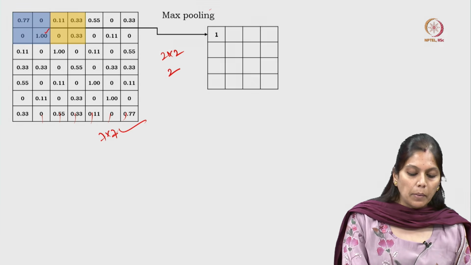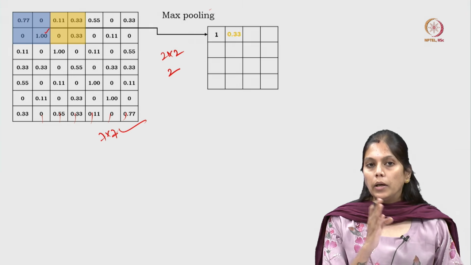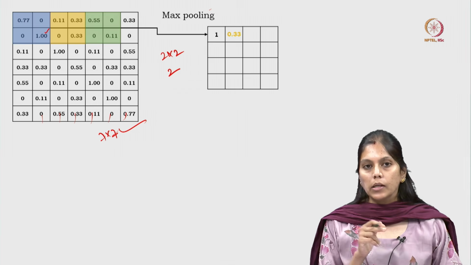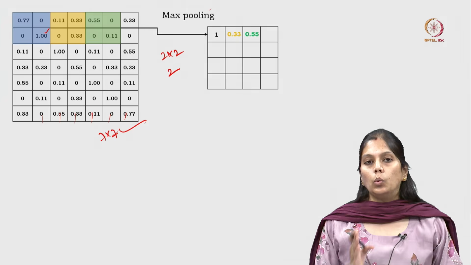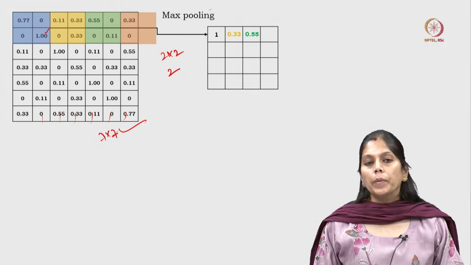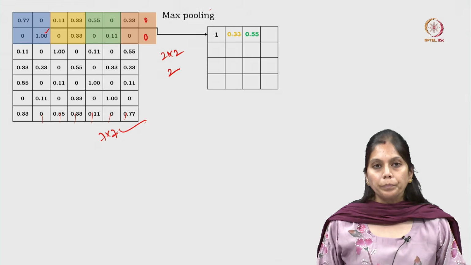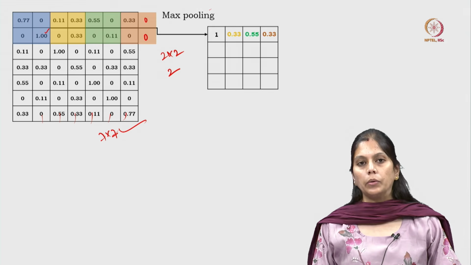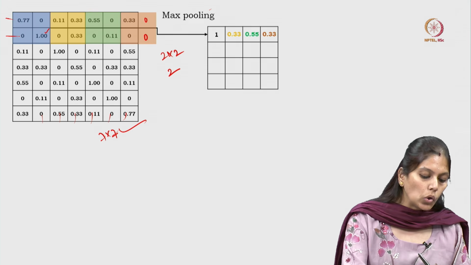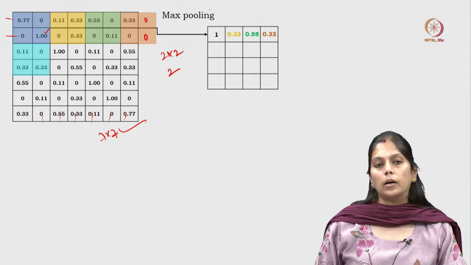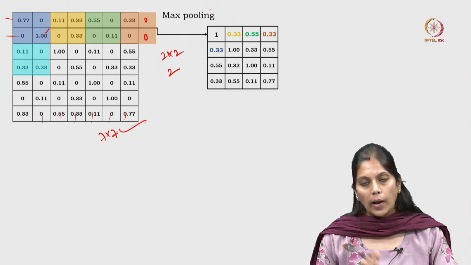Here the maximum is 0.33. Again you leave 2 with the stride, which will be this value. Again you will take the maximum, which is 0.55. Now leaving 2 when you take the stride, here you just have only 2 values, the remaining will be 0, 0. So among this, the maximum value is 0.33. Now with the stride, you leave the first 2 rows and consider this part of the feature map. The maximum is, and so on and so forth, you will get this value.